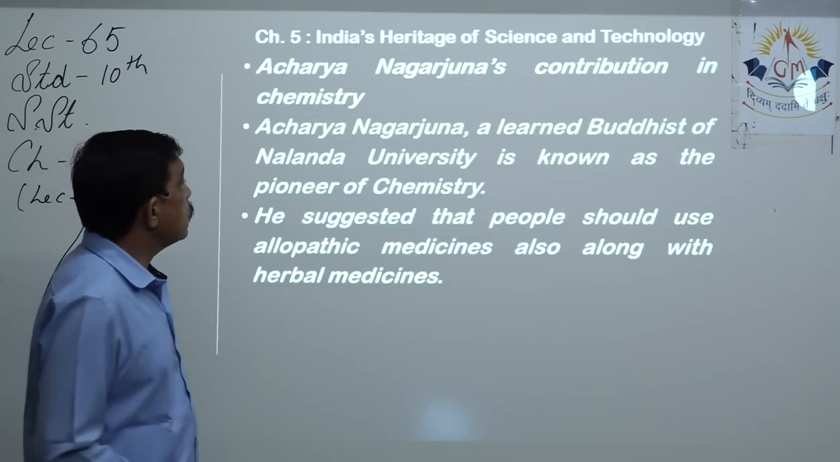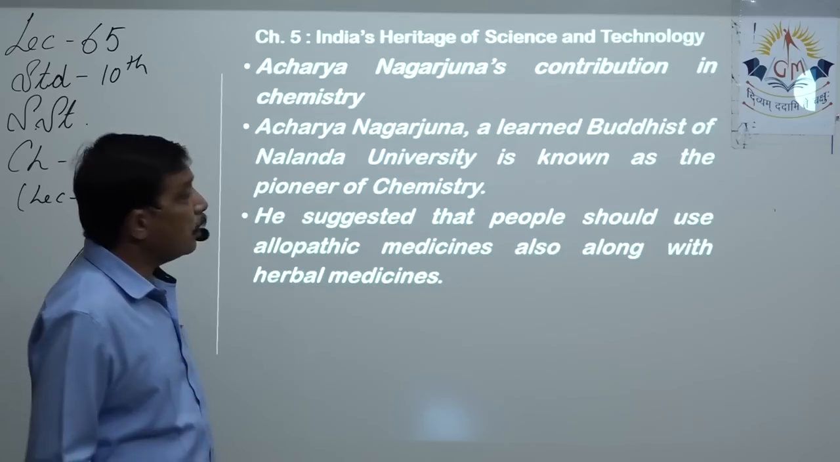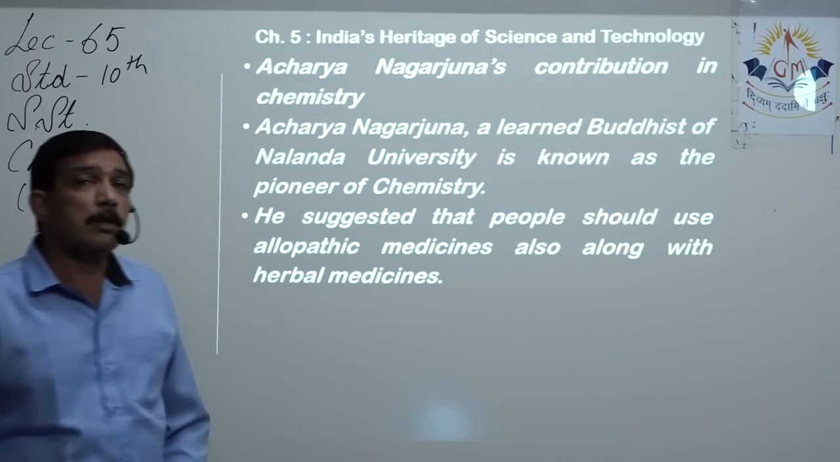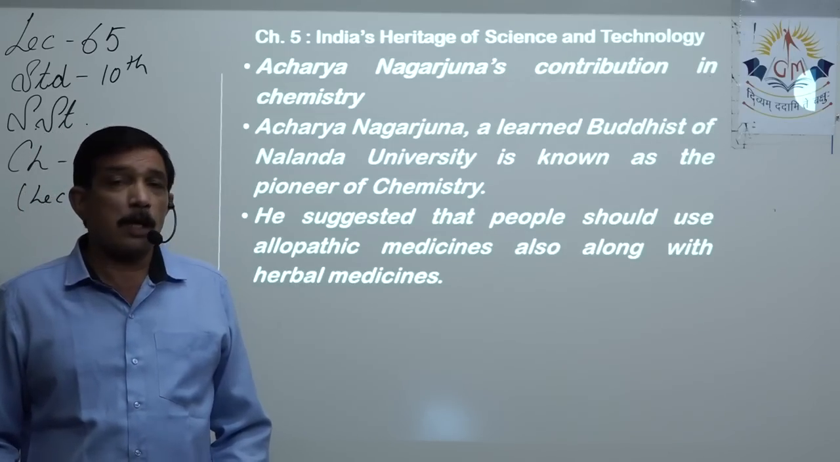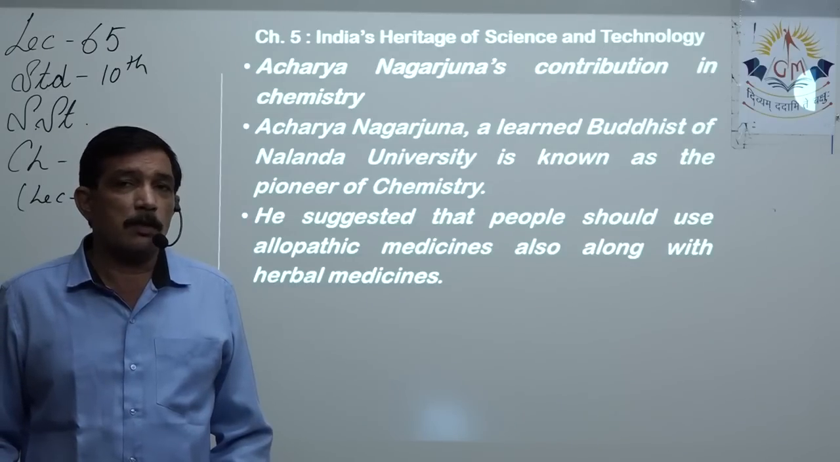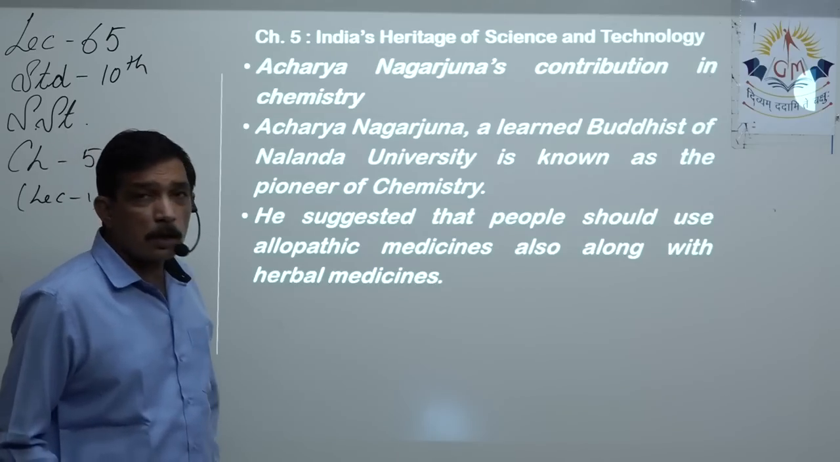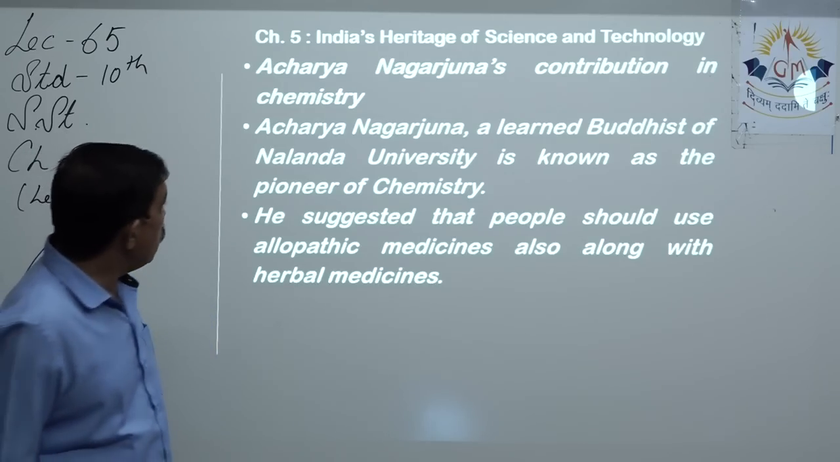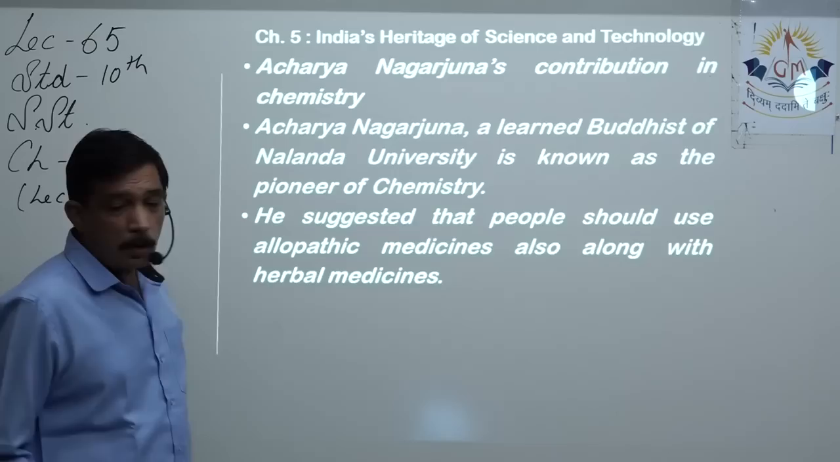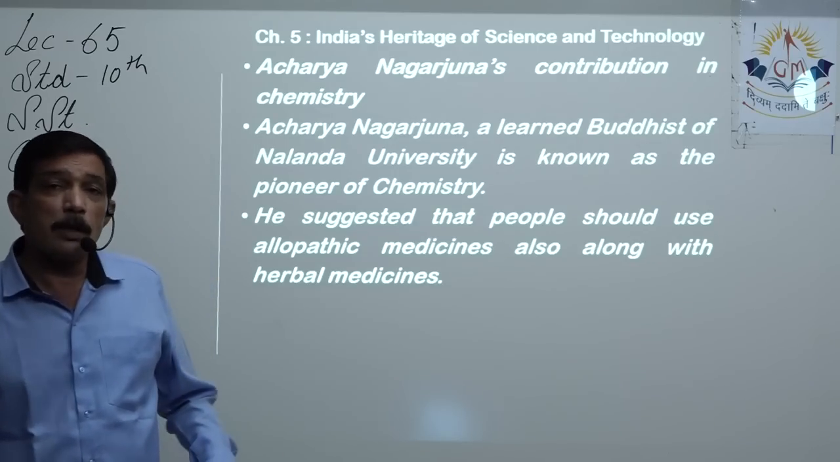Now we have certain great people who gave lots of contribution in different fields. Out of that, Acharya Nagarjuna's name is taken with lots of respect because he has contributed a lot in the field of chemistry. Acharya Nagarjuna was a learned Buddhist of Nalanda University.